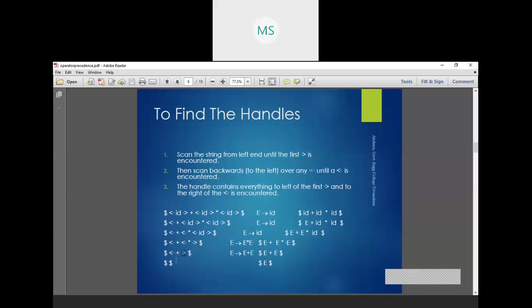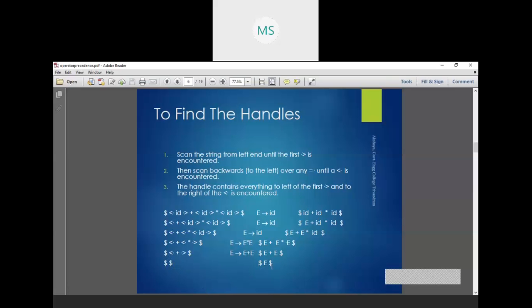Again dollar. Now I scan from left to right and get less than plus greater than. There is a handle between E derives E plus E. Again E derives E plus E. I have to reduce by that root symbol E. Now finally I get dollar E dollar. Now the whole thing should be removed. The final is dollar dollar. Dollar dollar is your accepting condition. If you reach dollar dollar, that means you are accepting, because you reached your root symbol.